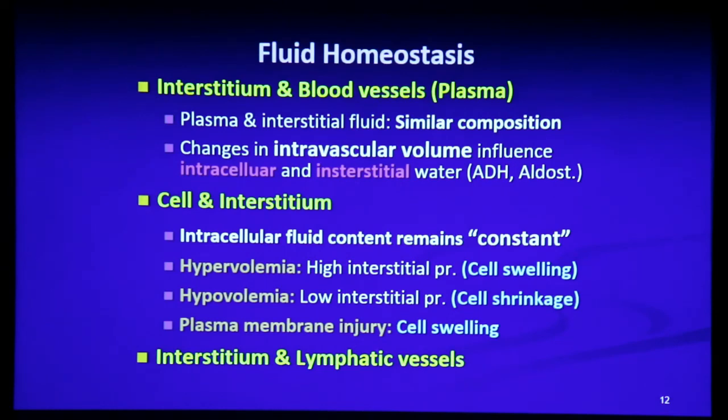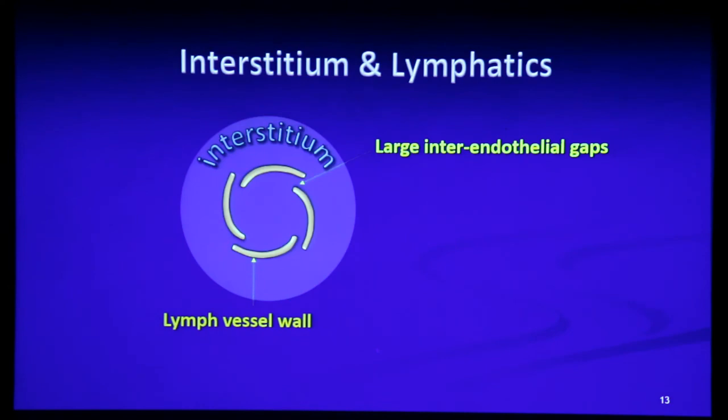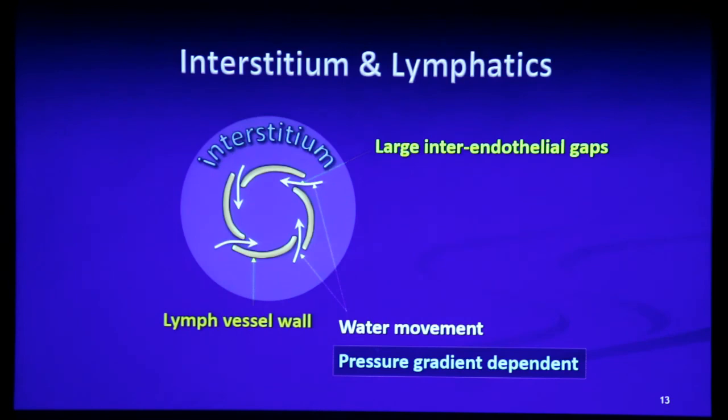Now, the most important part is the role of lymphatics. These lymphatics play a major role in fluid homeostasis. How do they work? Now look at this. This is the interstitium here which you see, and this is your lymphatic vessel wall. The lymphatic vessel wall has larger interendothelial gaps. So there are endothelial gaps, and the water which goes against the pressure gradient enters into the lymphatics. So this is dependent upon the pressure gradient.